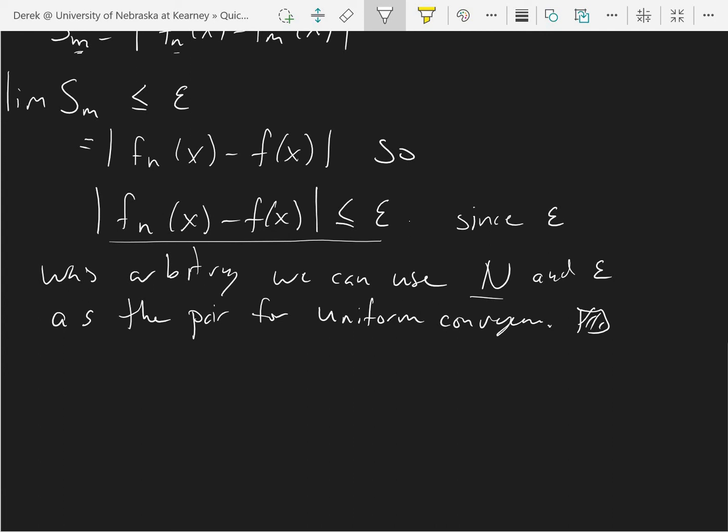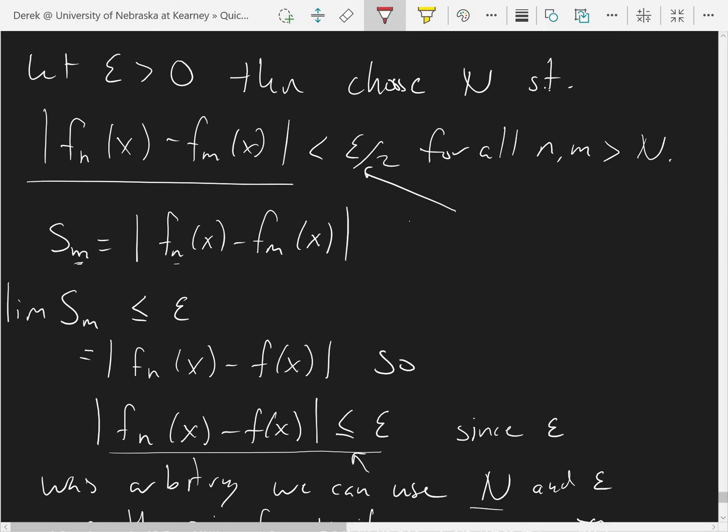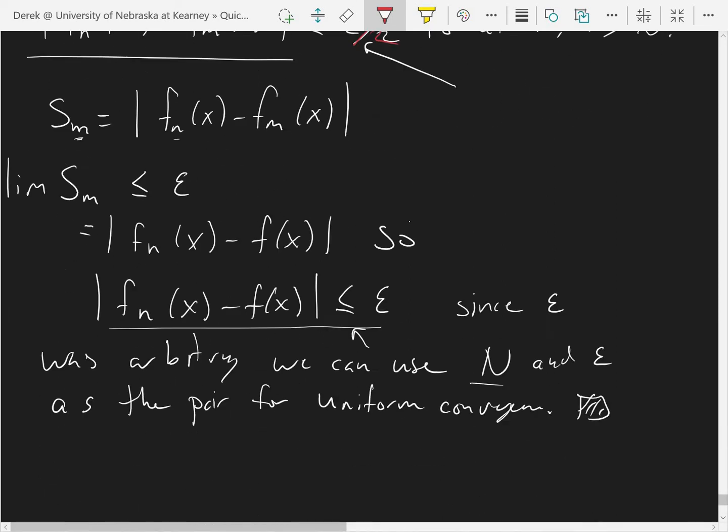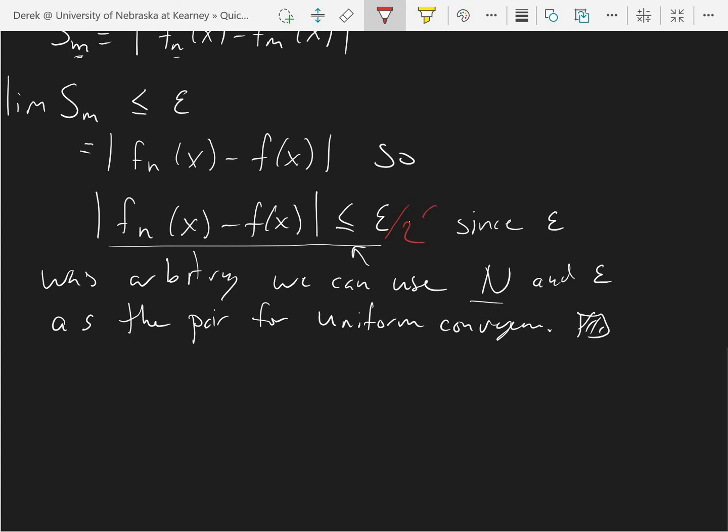Okay. If you're worried about the equality there, we can just take epsilon over 2 in this situation right here. Let me do that in red. Over 2, and then you get epsilon over 2 there, which is strictly less than epsilon if you like. Okay. So that shows that the Cauchy criterion and uniform convergence work nicely together for functions.